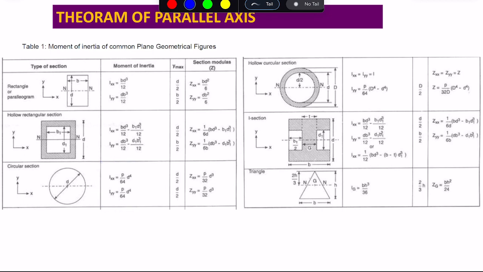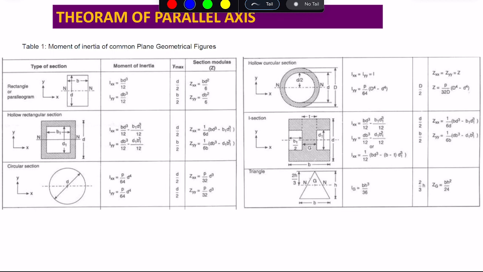And if you calculating for the hollow circular section, basically what you do is the same. You calculate the IXX and IYY. The value will be similar for the outer circle, and calculate the IXX and IYY for the smaller circle inside. And you minus those two values.